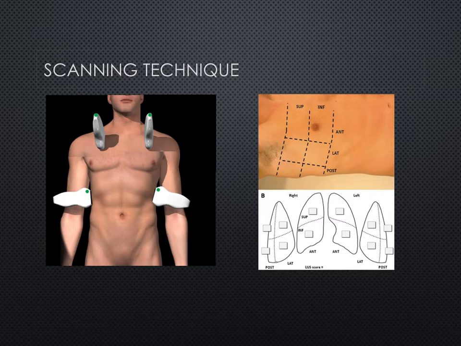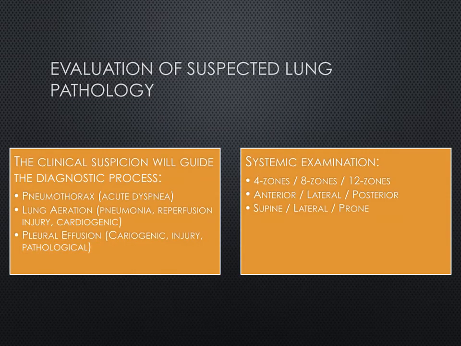Depending on the type of exam that you're doing, whether you're doing a very systematic exam for research purposes or whether you're doing it for an evaluation of suspected lung pathology, will very much determine how many spaces within that region you're looking to interpret and how much value that's going to add to your exam. In general, the clinical suspicion will help to guide that diagnostic process and will start to determine the level of the systematic exam that you might be undertaking.